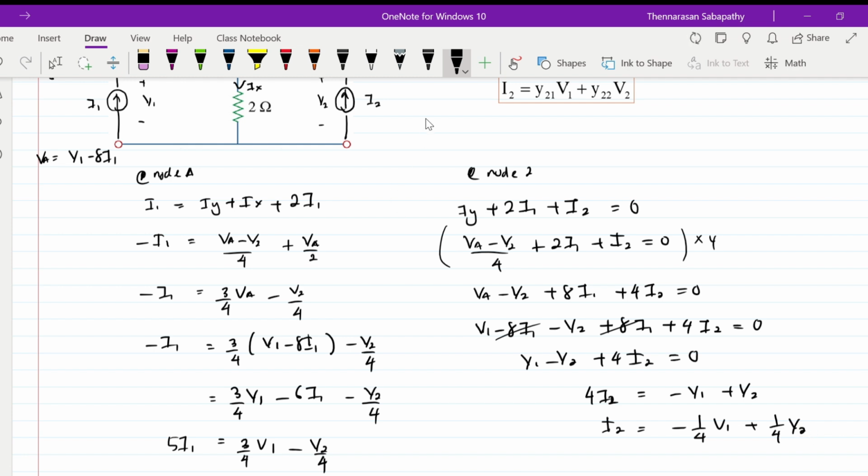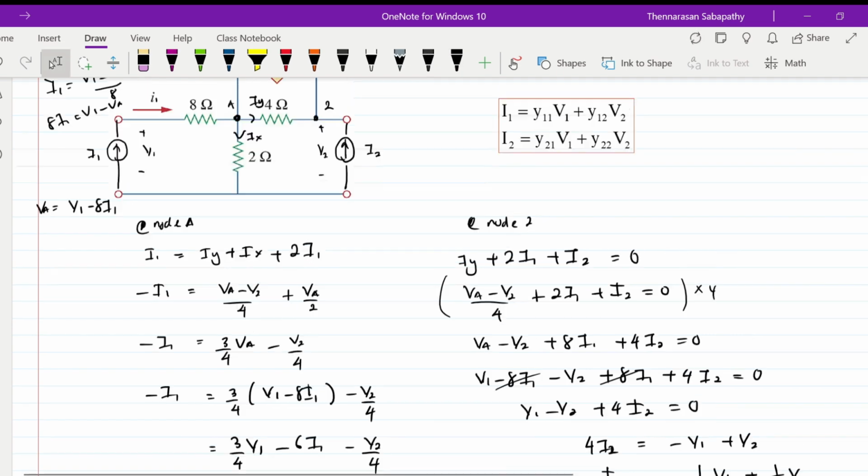Just by comparing this equation here, you see y21 is negative 1 over 4 siemens, y22 is 1 over 4 siemens. Done. So I find the alternative way is actually easier for this question. You try with both methods. It depends on the situation which one is actually easier for you. You can use any method, I don't mind. Okay, so thank you.